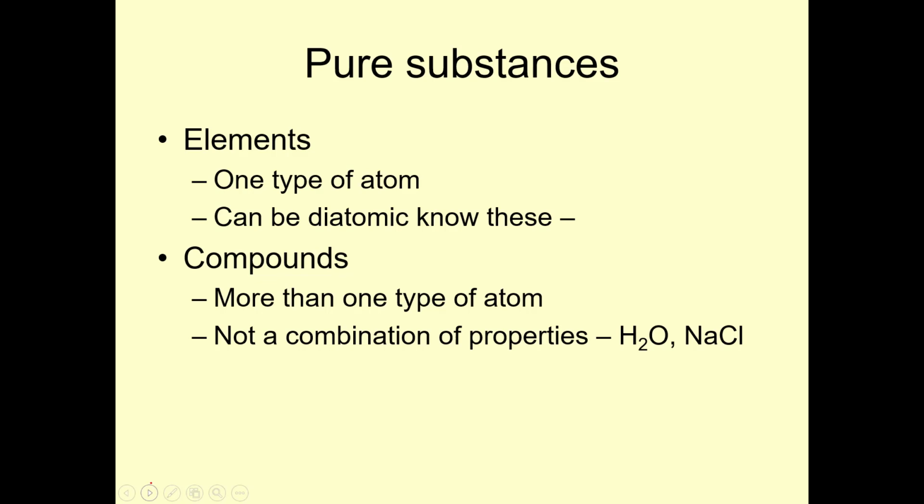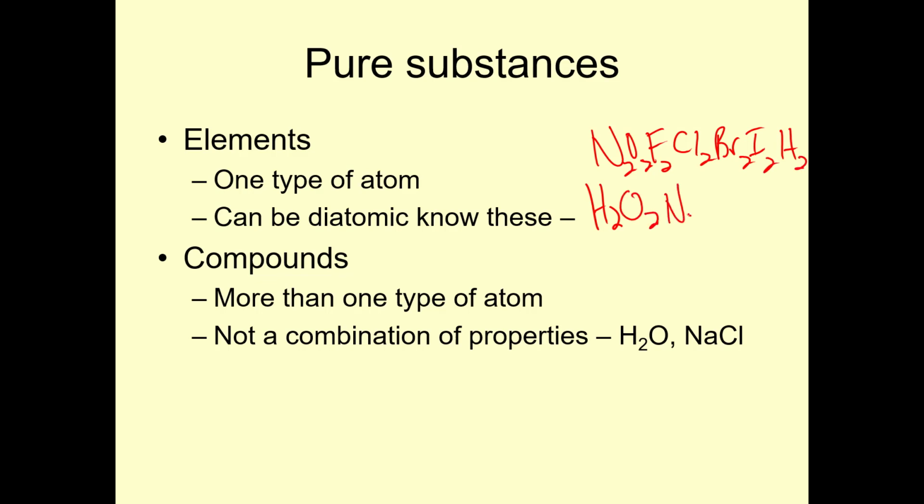Here are substances. Elements are one type of atom, and they can be diatomic, and you need to memorize your diatomic elements. I always do it as Uncle Fulbright H, or uncle breath: nitrogen, oxygen, fluorine, chlorine, bromine, iodine, and hydrogen.